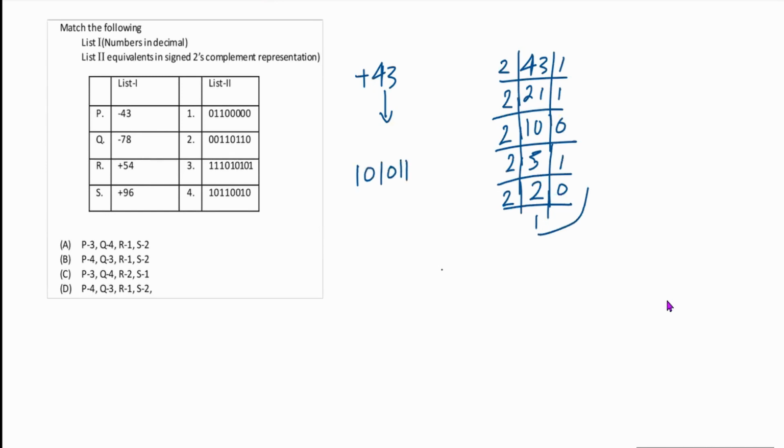So we need to write it in this way. Here I can see that all the numbers are in 8-bit representation, but I'm getting 6 bits here. So I need to add some extra bits. For that, I can add as many zeros as I want. If I add 2 extra 0s, then this is the representation for plus 43.